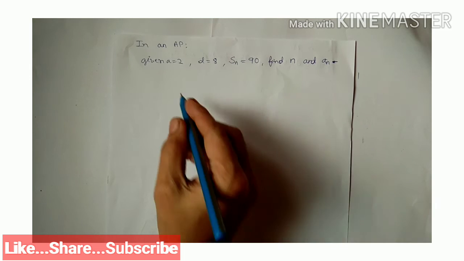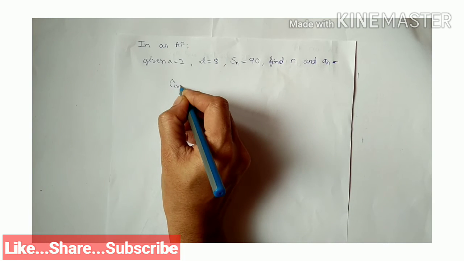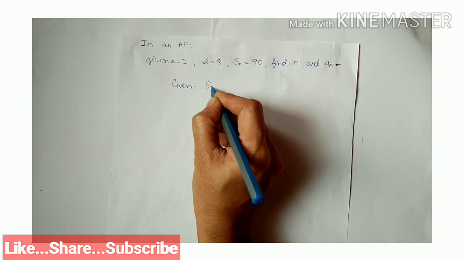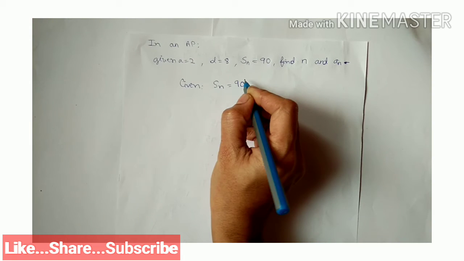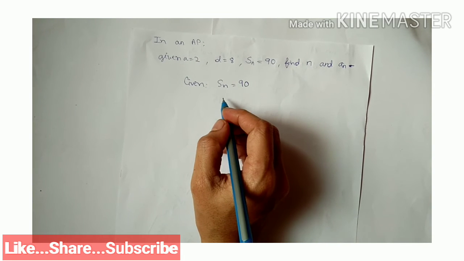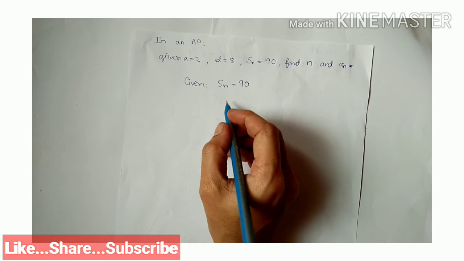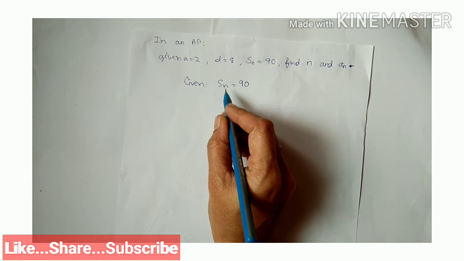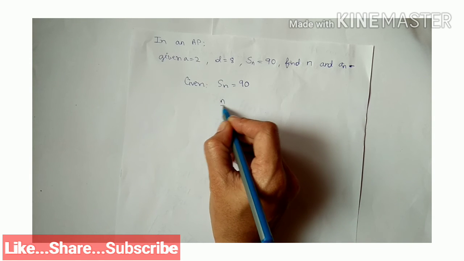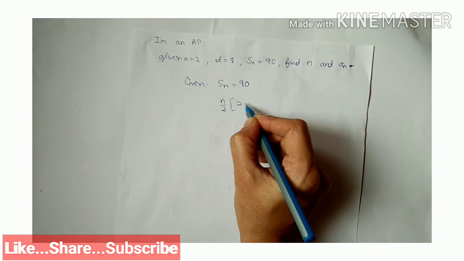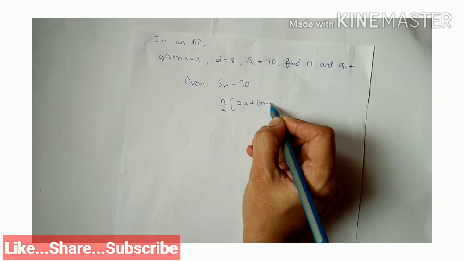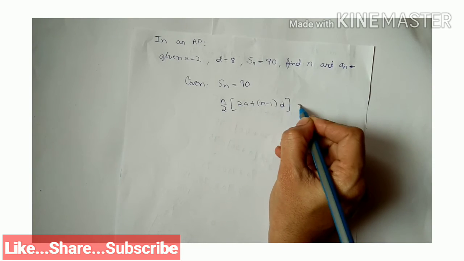In an AP given a is equal to 2, D is equal to 8, Sn is equal to 90. Find n and An. Here given Sn is equal to 90. Therefore, Sn is equal to n by 2 into 2a plus n minus 1 into D is equal to 90.